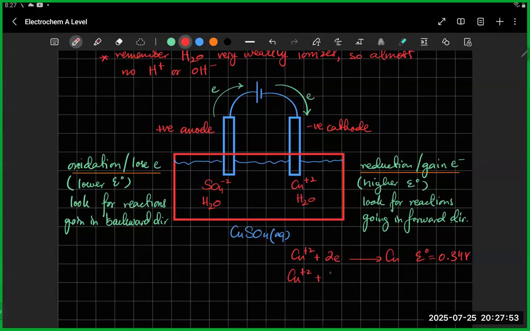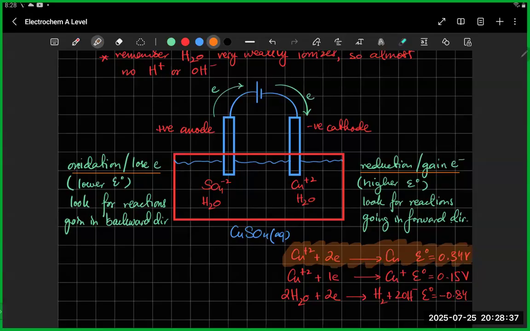I'm just writing them down very quickly. Copper plus 2 plus 1 electron. We rejected it because it was 0.15 volts, although that is also copper plus 2 gaining, but 1 electron. And then I had the third one, which was water, 2H2O, gaining 2 electrons, and it was forming H2 plus 2 OH minus ions. And the E naught for that was minus 0.83 volts. So we went for the first one.